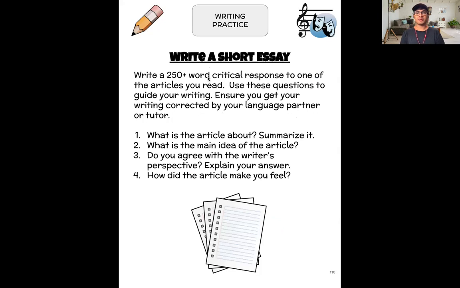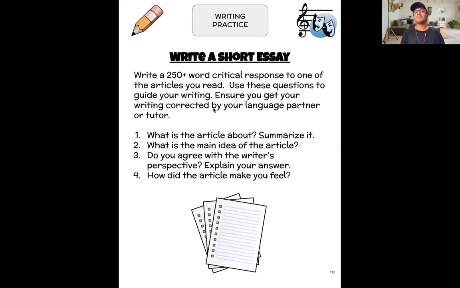All right, now for the writing practice, and it's the same writing activity as the rest of this whole program. You're going to write a 250+ word critical response to one of the articles that you read. You can use these 4 questions to guide your writing, and then just make sure you get your writing corrected by your language partner or tutor.